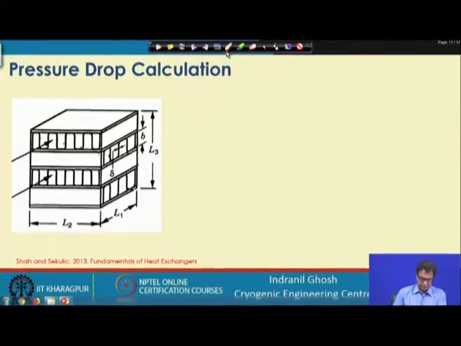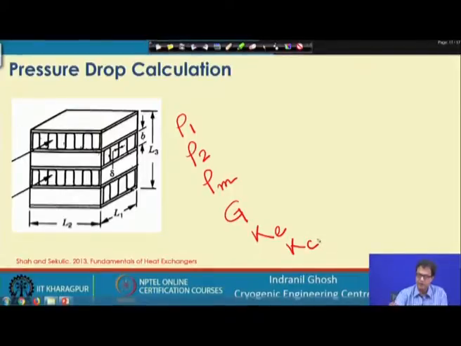So, if we look into this, we have rho 1, we have to estimate rho 2, then we have to estimate rho m, then we need to look at G, the mass velocity, and then look into Ke, then Kc and sigma. As you can understand, we have already been told about this sigma, it has already been given.